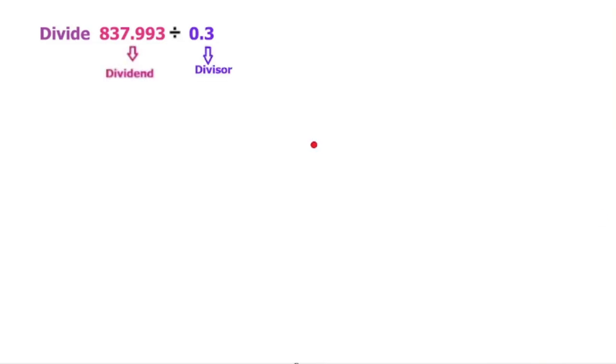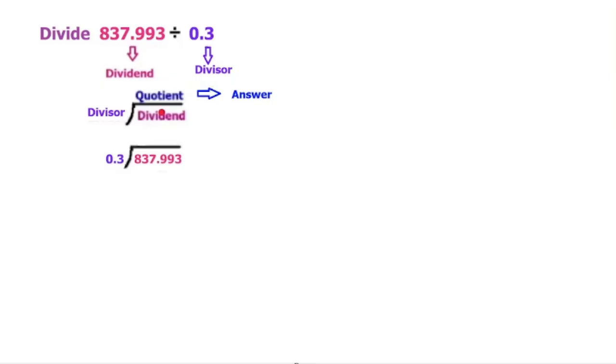So let's start. So this is the dividend, this is the divisor, and when we have to rewrite this, we put our divisor here and the dividend here, and the quotient is the answer that we're trying to get to. So let's put in our numbers. 0.3 goes here, and then 837.993 goes underneath the dividing sign, okay?